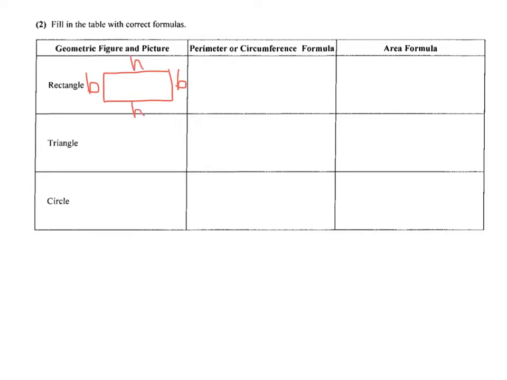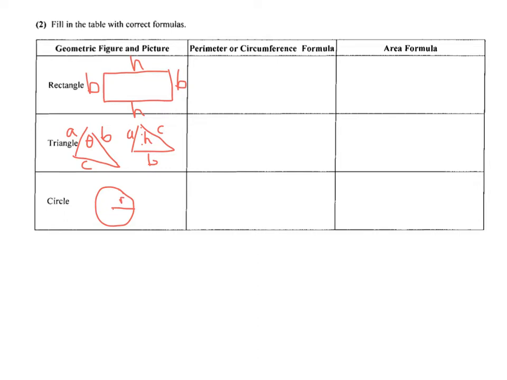For a triangle, if I have a non-right triangle and I have sides A, B, and C, can you come up with that perimeter? Let's say this angle is theta, or I have a triangle like here. Again, I have sides A, B, and C. Can you come up with the equations for perimeter and for area? And then for a circle, we have the radius. Go ahead and fill out the chart.